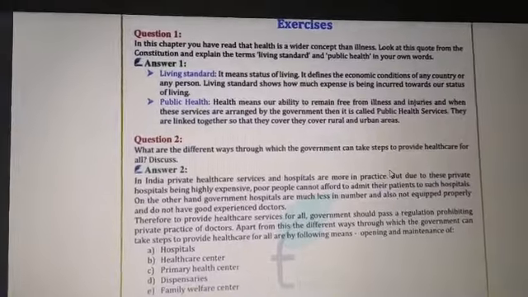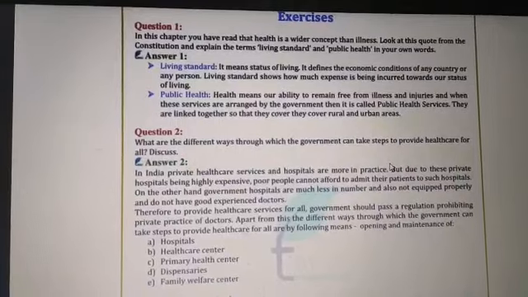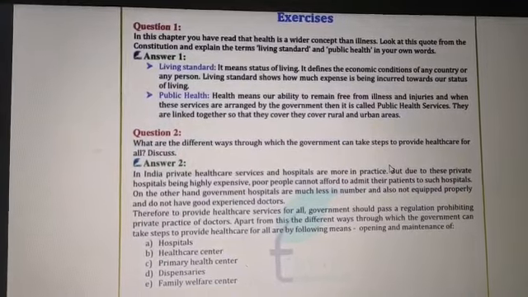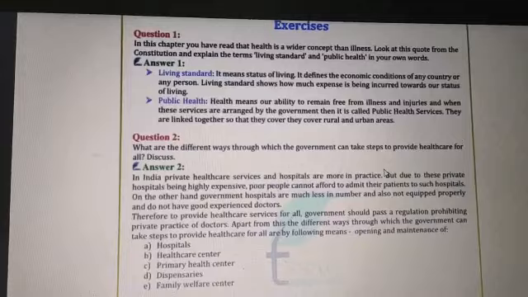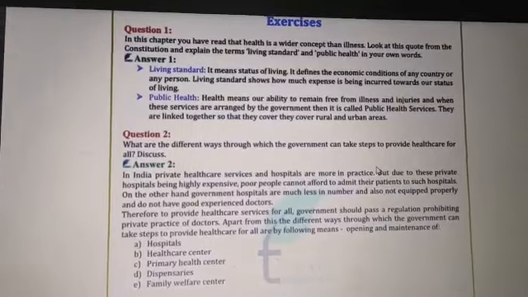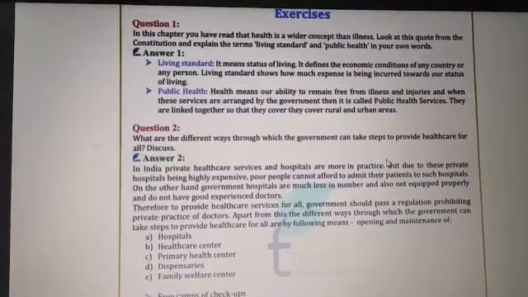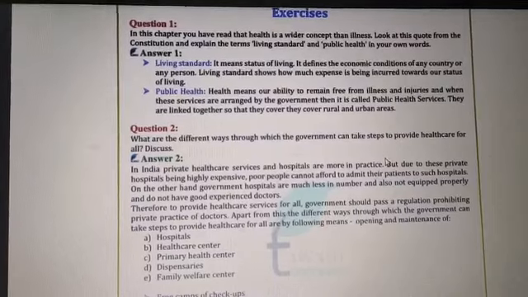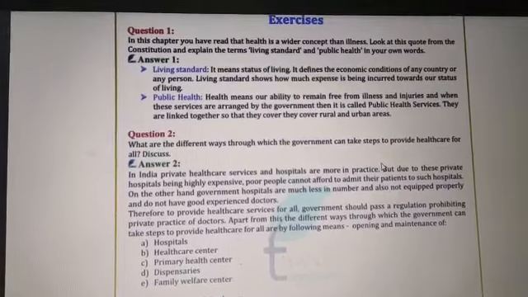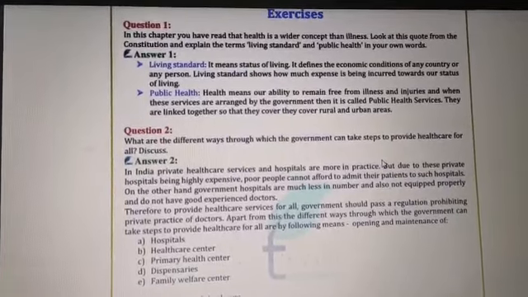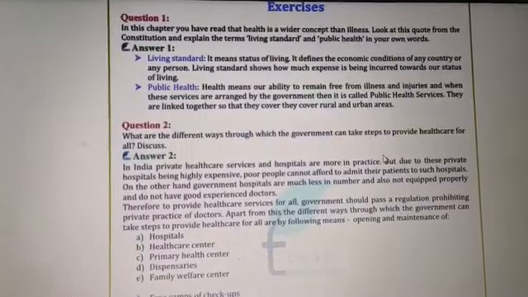Next question is question number 2. What are the different ways through which the government can take steps to provide healthcare for all? Discuss. Here we have to tell the different ways through which the government can take steps for the people who are living in the country, whether they are poor or rich.